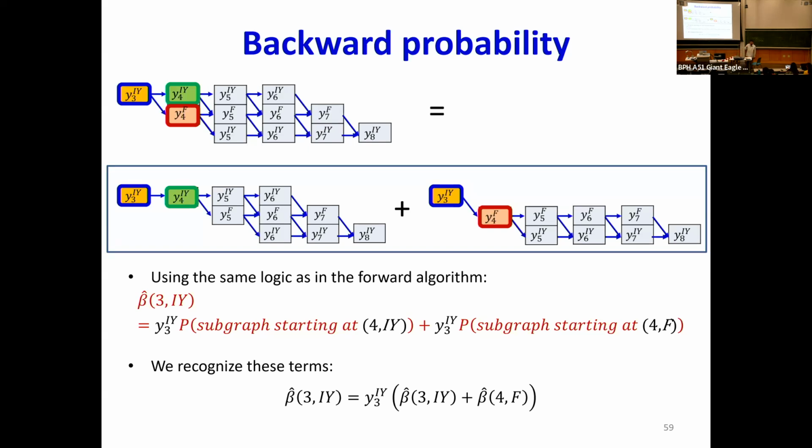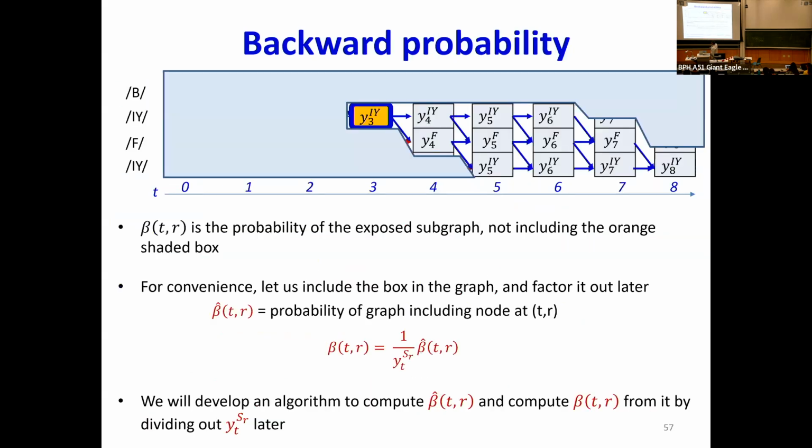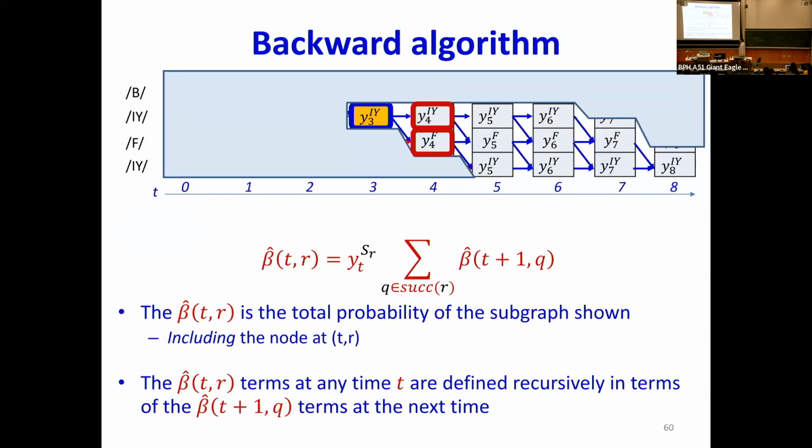But yeah. Why is the Y3 there? I thought we were dividing that out. So this is beta hat. I'm including the node. Oh, then, okay. Right, because it simplifies the math, okay? And then, so remember, the way we did it was I included the node and then divided it out at the end, right? And so the beta hat at any time is recursively defined in terms of the betas at the next term.